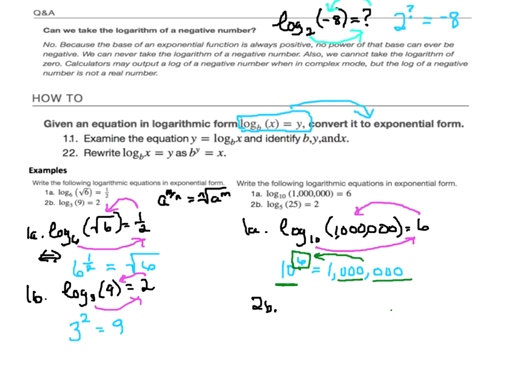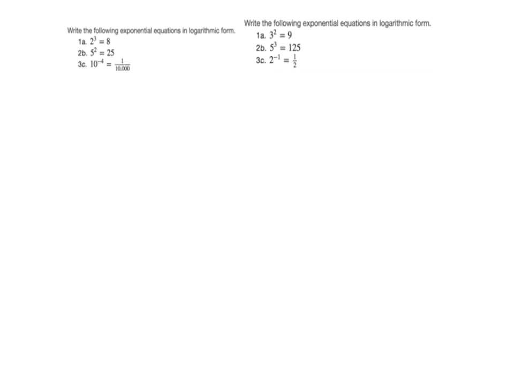Okay, so 2b here, log base 5 of 25 is 2. Start at the base, raised to the is equals the of, and we end up with 5 squared is 25. Okay, now we're going to go the opposite way. We're going to start with exponential equations and turn them into logarithmic form.